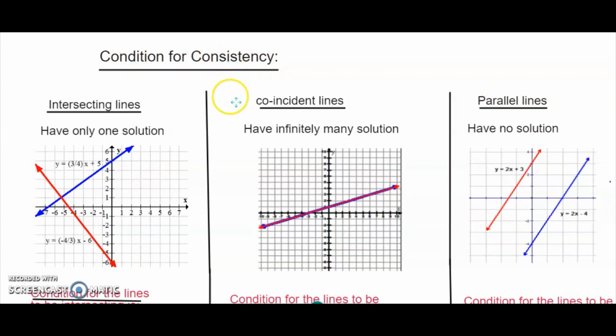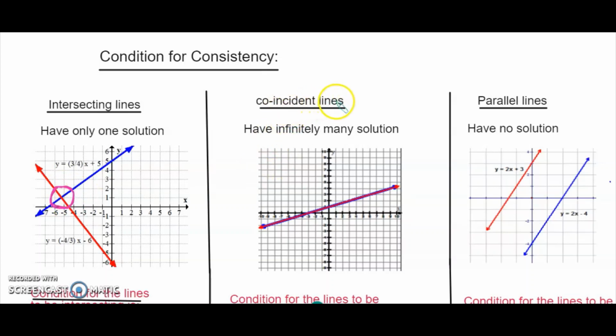The condition of consistency tells us that without solving the equations, just with the condition rules, we can directly predict whether the equations are going to represent intersecting lines, coincident lines, or parallel lines. First of all, intersecting lines means the two equations will intersect and they will have only one solution, meaning when we solve those equations, we'll come up with only one value of x and y, which is the point where the two lines are meeting.